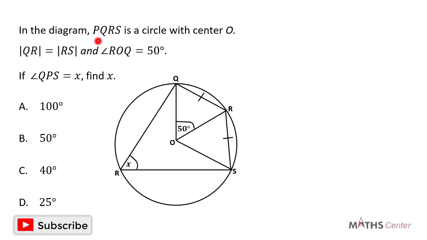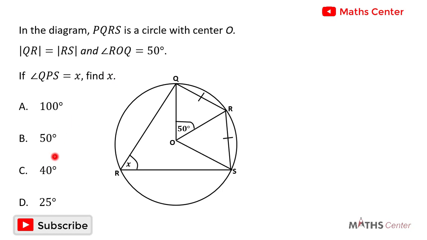In the diagram, PQRS is a circle with center O. The length of QR is equal to the length of RX, and angle ROQ is 50 degrees. If angle QPS is X, find X.